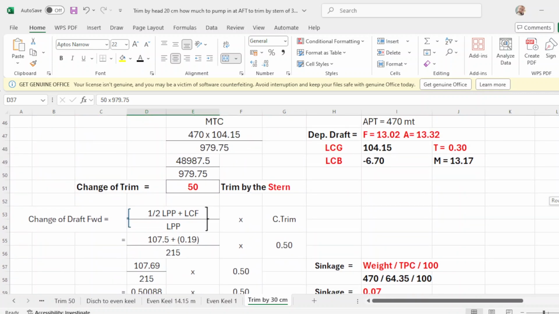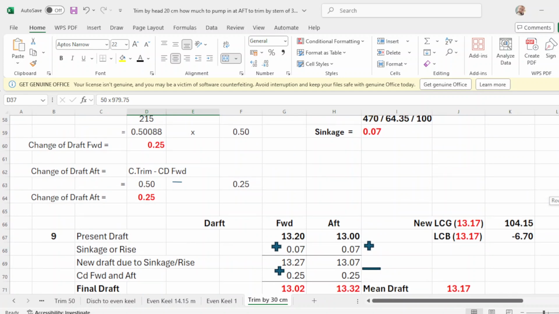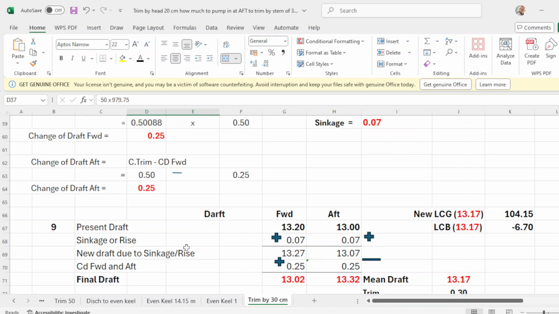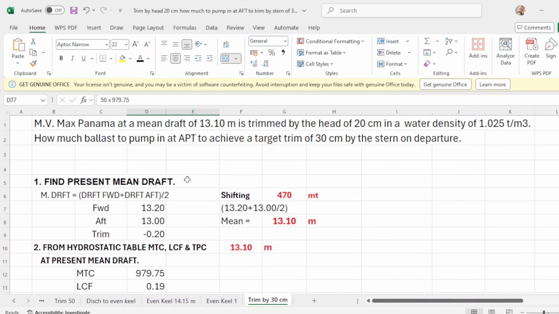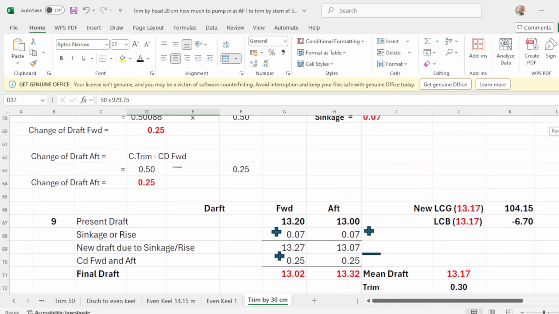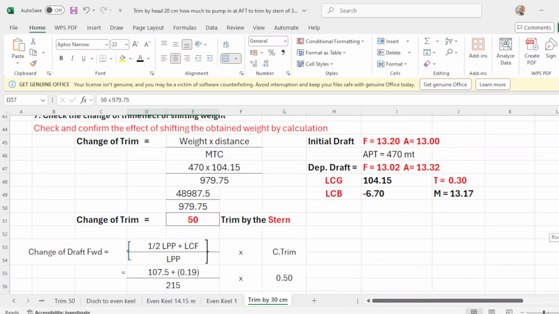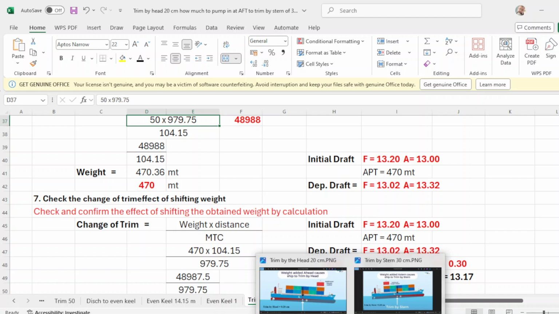Okay, so you have now your change of trim. Then we apply the formula, which is your present drop, forward is 13.20, and aft is 13 meters, which is this one. Now you will apply your sinkage. Why? Because you will put 470 metric tons. Okay, I will explain further.